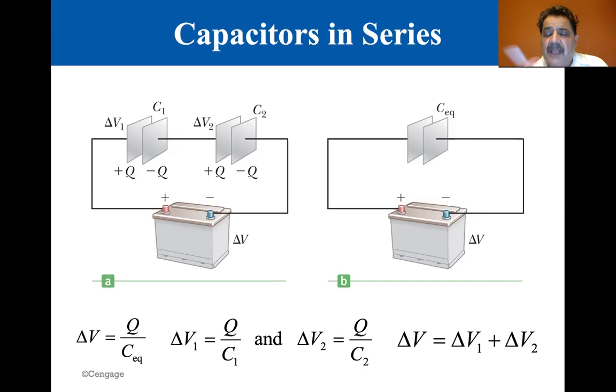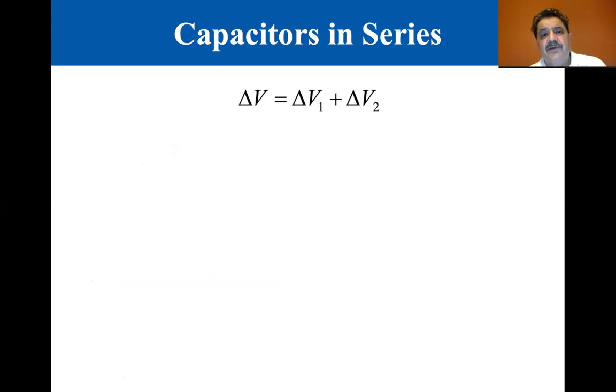In the parallel case, we had one voltage across all. Here we have one charge, but different voltage. That's something to remember. Okay, so delta V equals delta V1 plus delta V2.